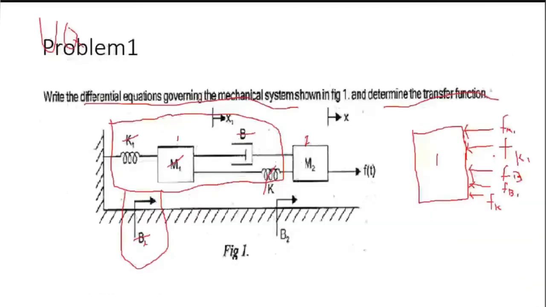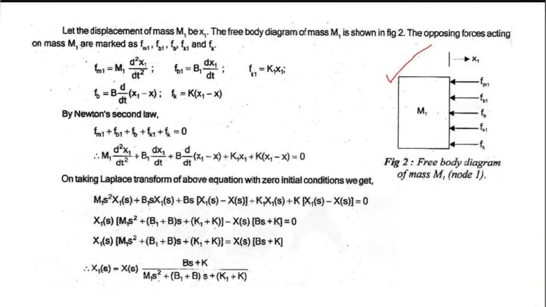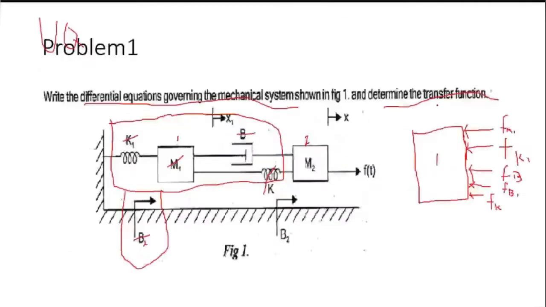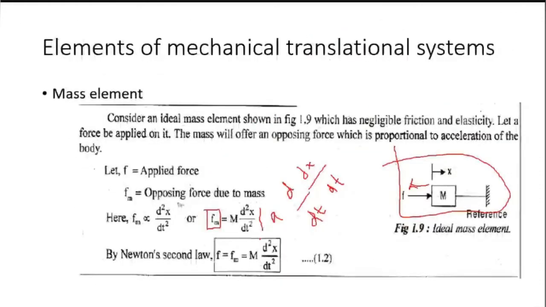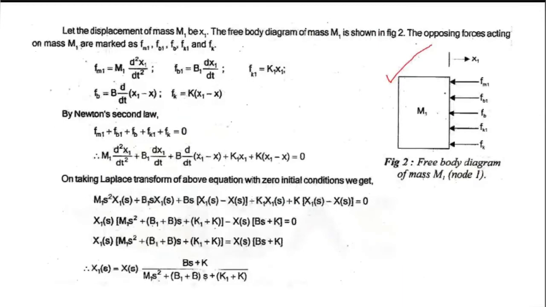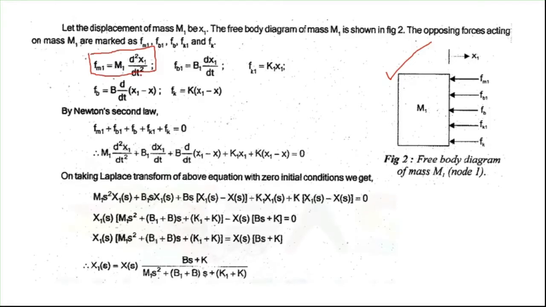Now we have to identify what are these forces according to our knowledge about the basic components. We have to find out what are the equations for these forces. So first thing is Fm1. What is Fm1? Force due to mass m1. We already studied that force due to mass is m into d square displacement divided by dt square. Here the displacement is x1. Then what will be the equation? Fm1 is equal to m1 into d square x1 by dt square. Any doubt? No, sir. Okay. It's clear.